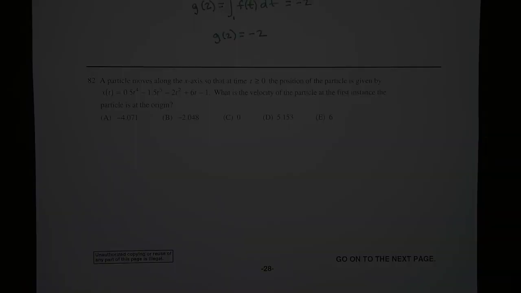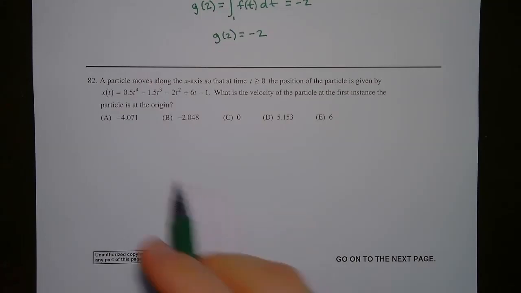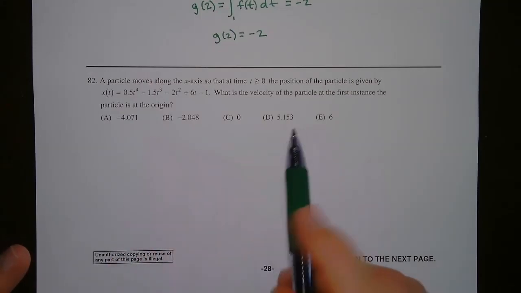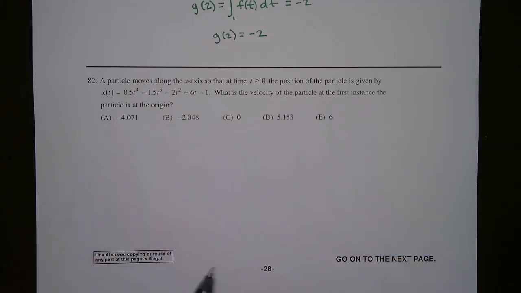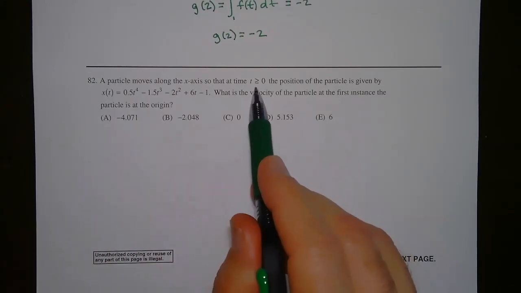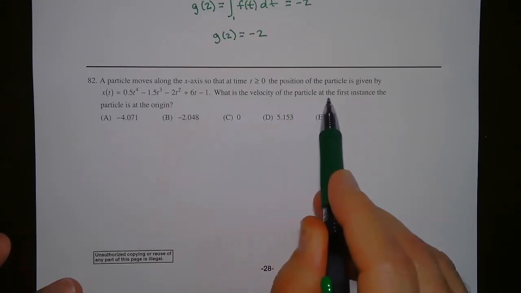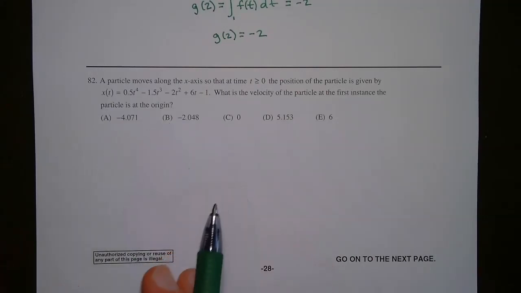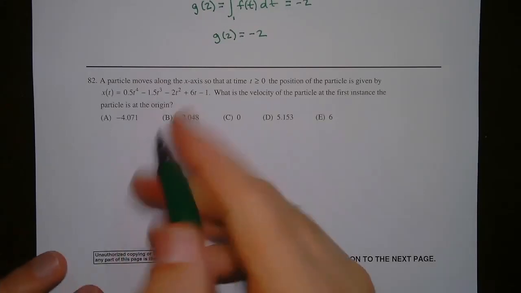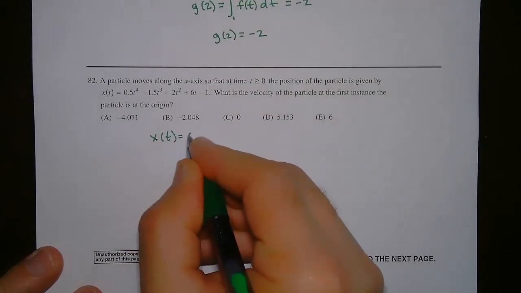Okay, let's go to 82. Number 82 is a straightforward question, but there's some work involved in it. The position of the particle is given by this x of t, which tells you the position on the x-axis for every time value where t is greater than or equal to 0. They want to know the velocity of the particle at the first instance the particle's at the origin. So we've got to figure out the time that the x position is 0, because that would mean it's at the origin. So we need to solve x of t equal to 0.